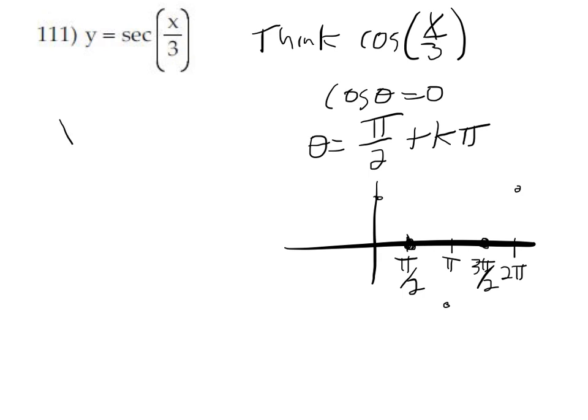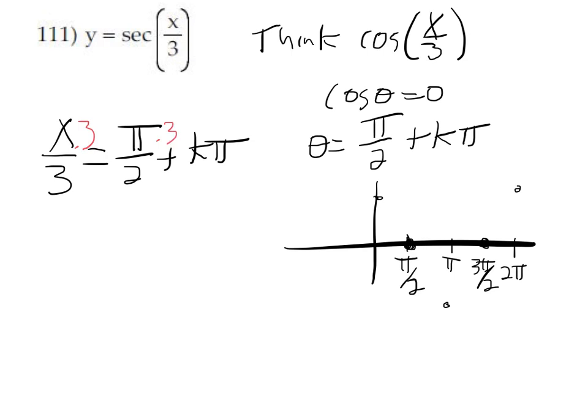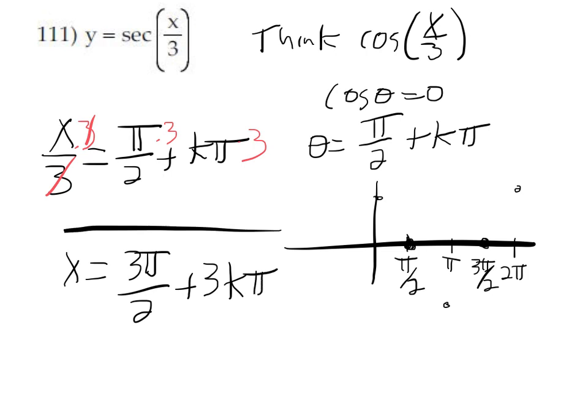We need to figure out where x thirds equals that pi halves plus k pi. So we multiply by 3 to find out. Solve for x. X equals 3 pi halves plus 3k pi. These are the equations of the asymptotes, the vertical asymptotes for secant. These are also the values where cosine would equal 0. They are one and the same. Excellent.